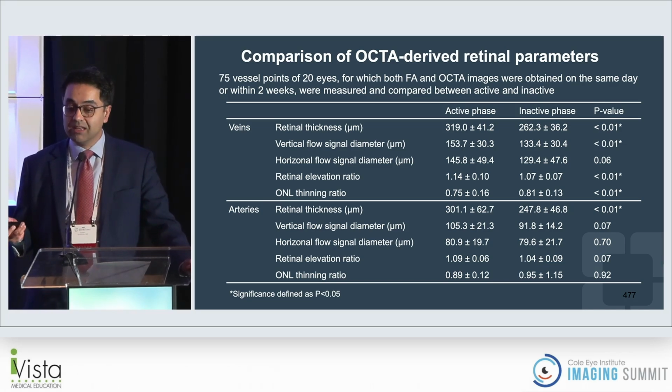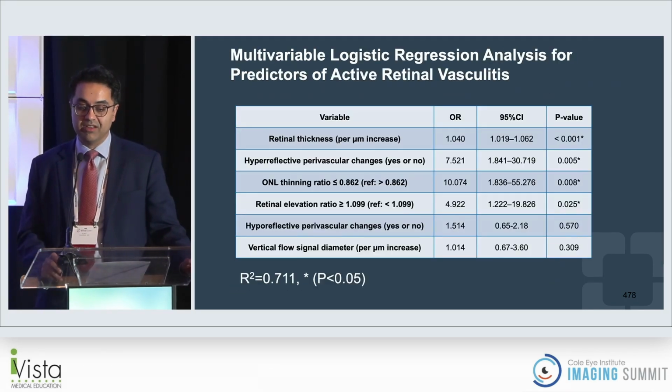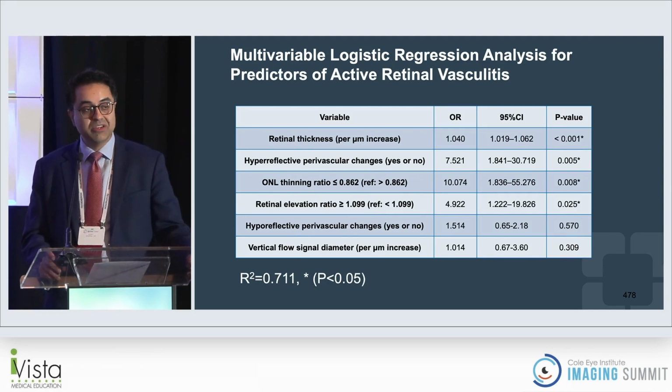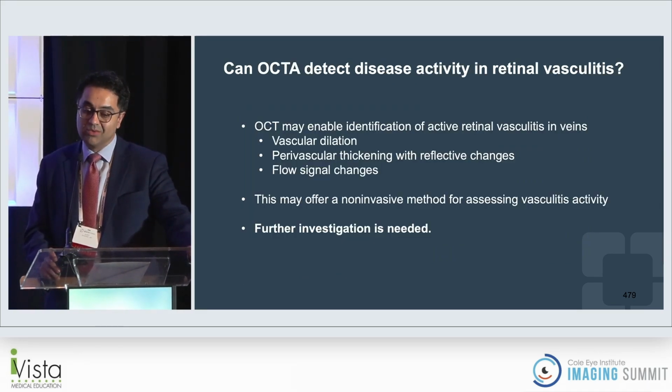Now, it's probably because most of these diseases that we imaged were mostly venous involvement with very little arterial involvement. But when you do a logistic regression and you start to look at what's actually relevant, you see something interesting. The retinal thickness change wasn't that significant, but the perivascular changes were, and the ONL thinning and the retinal elevation were also pretty significant in terms of the likelihood of disease activity. So can OCTA detect disease activity?